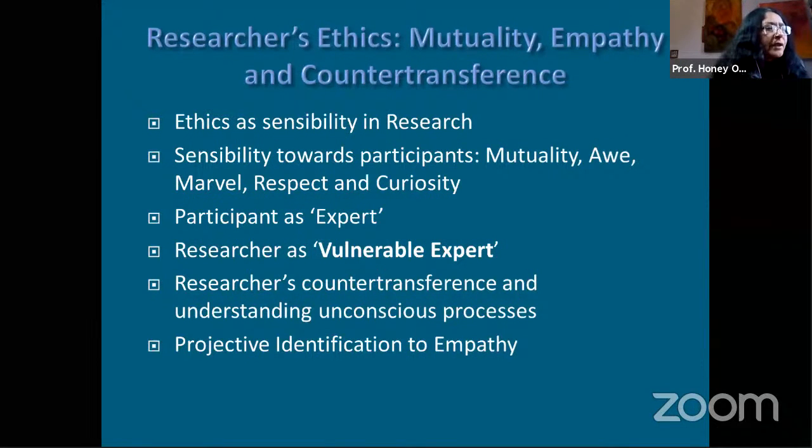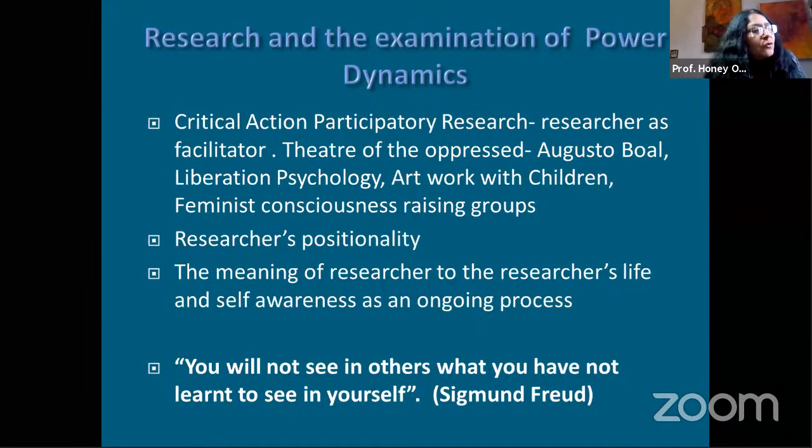This is not a one-time awareness, but an ongoing reflexive process, an attitude and sensibility of self-awareness that accompanies the researcher all through her travails in the field. The meanings are dynamic and ever evolving. If I had time, I would have shared some shifting dynamics for myself from my own PhD work and subsequent researches, but I'm leaving that out given that we have less time. And I would just like to draw your attention that Sigmund Freud thought that personal introspection was so crucial a task for the clinician and the researcher that he is famously remembered to have said, "You will not see in others what you have not learned to see in yourself."